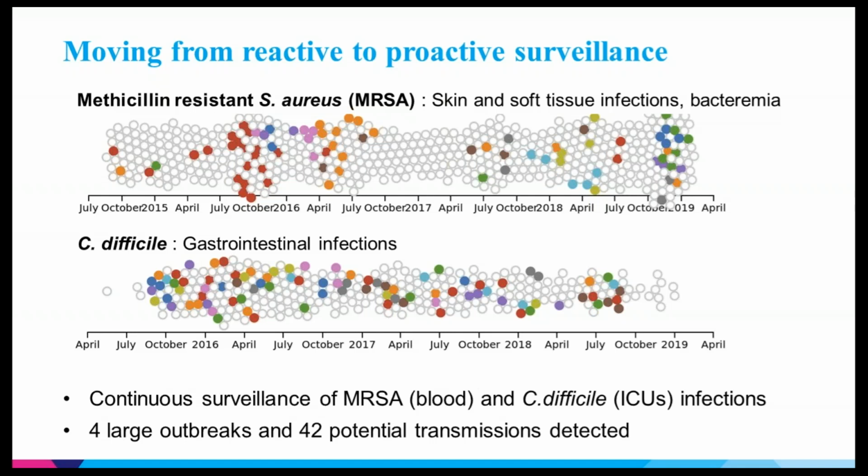So methicillin-resistant Staph aureus, MRSA, which is a major cause of skin and soft tissue infections and bacteremia in the hospital. And our pathogen of interest was C. difficile, which causes gastrointestinal infections. So over a period of 3 to 4 years, we would sequence, usually within, let's say, 4 to 6 weeks of receiving the isolate, the isolate genome.